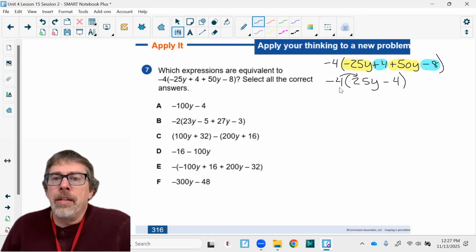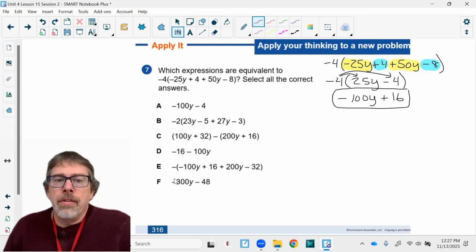Now when I multiply this, it's a negative times a positive, which is negative. 4 times 25 is 100, and the y just comes down next to it. Negative, now I'm multiplying over here. Negative times a negative is positive. 4 times 4 is 16. So I am trying to determine which of these answers are equivalent to this. Well, negative 100y minus 4 is not the same as plus 16, so A is not an answer.